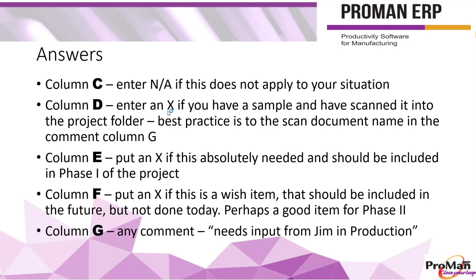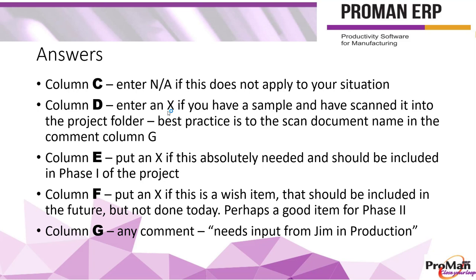Column E is we absolutely need this, and it should be included in phase 1 of our project. We do it today, or we're trying to solve that very issue. That's one of the business challenges that have pushed us into getting new software, so we definitely need to be able to do this. Column F is a wish item. This is really cool, it sounds neat. We think we should be doing it down the road, but we don't do it today. Maybe a great item for phase 2.